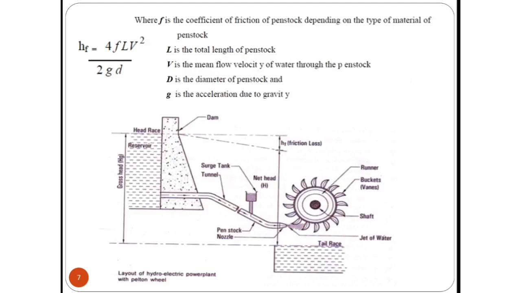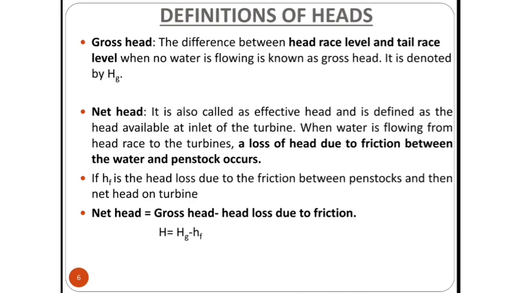If I go through the figure, you can see this is the head race and this is the tail race. The difference between head race and tail race, this height, is called the gross head, denoted by Hg. The next head is the net head. It is also called the effective head, and it is defined as the head available at the inlet of the turbine when water is flowing from the head race to the turbine.